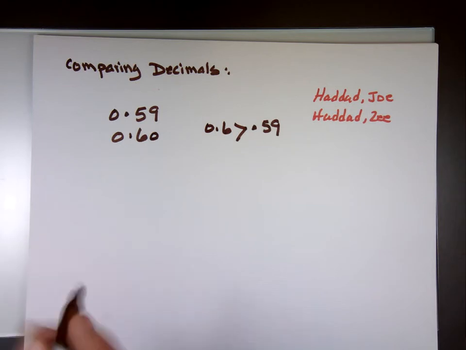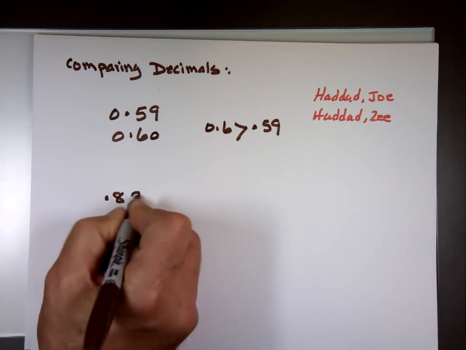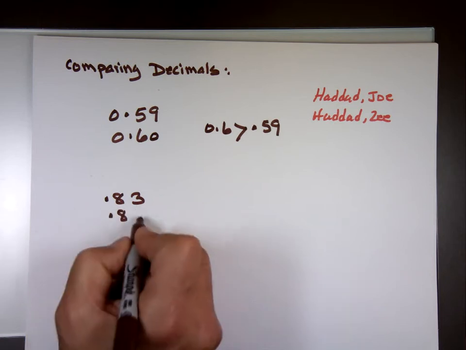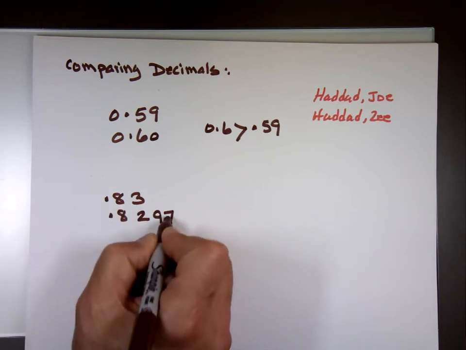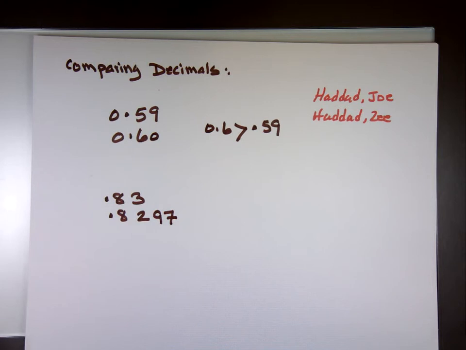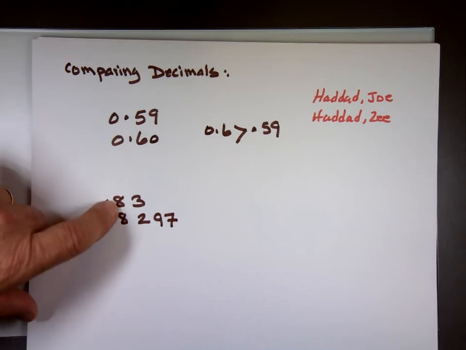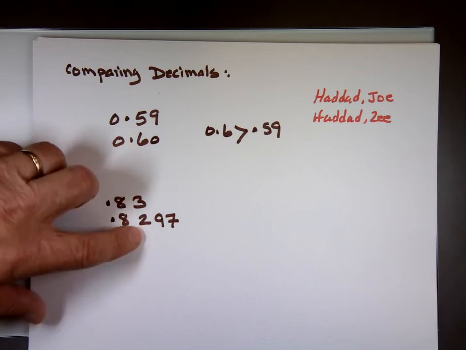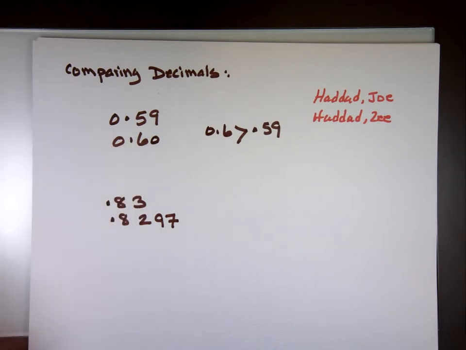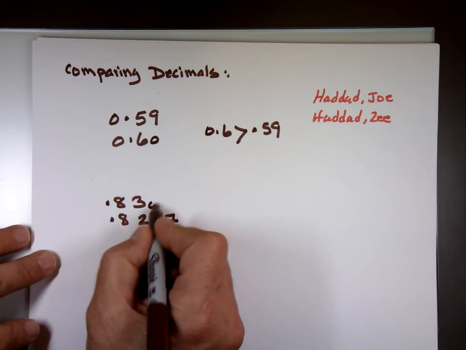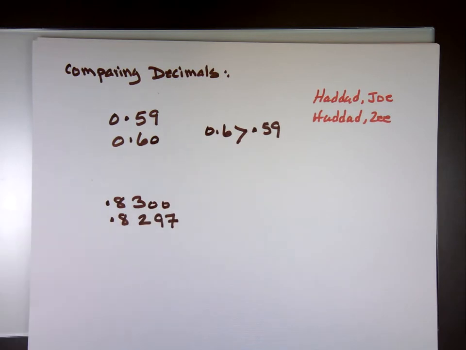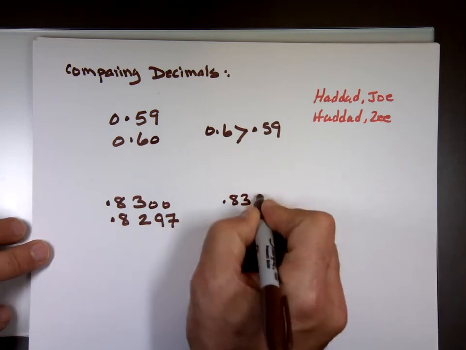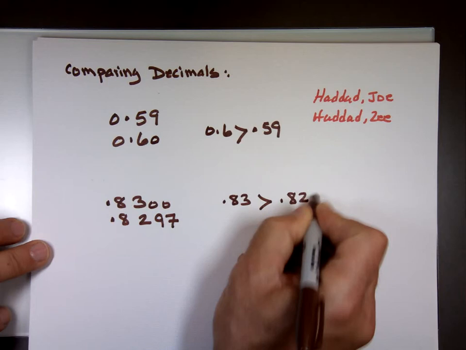We have this one, 0.83, and the other number, 0.8297. Which one is bigger? 83, because these digits are the same. You can't make up your mind yet because they're the same size. You go to this one. 3 versus 2. Which one's bigger? 3. Again, if you want to make them the same size, you can. Now you know 300 is bigger than 297. So 0.83 is bigger than 0.8297.